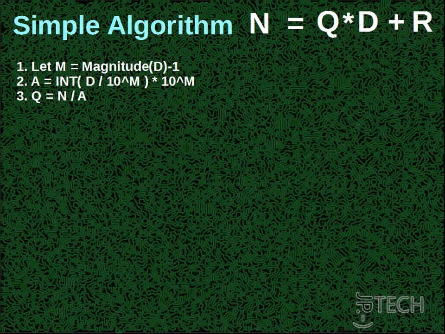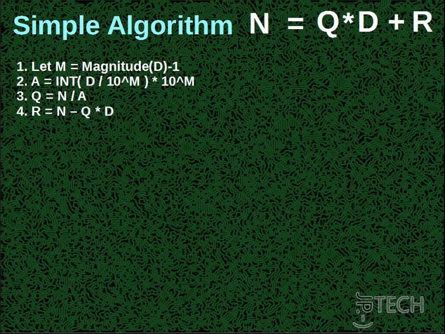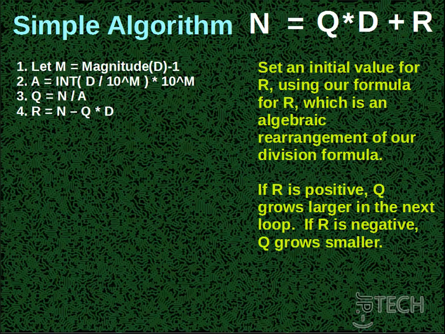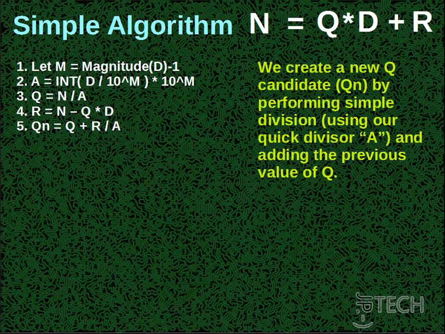We set an initial value for our quotient candidate. We divide the numerator by our quick divisor. Following our formula for the remainder, we come up with our first remainder. The next step is to substitute that remainder back into our algorithm. Our new quotient candidate is equal to our previous quotient candidate plus the next little bit that we get by dividing our previous remainder by our quick divisor.